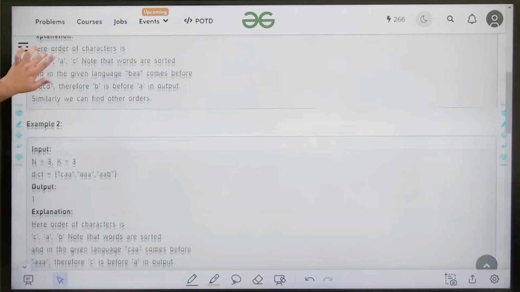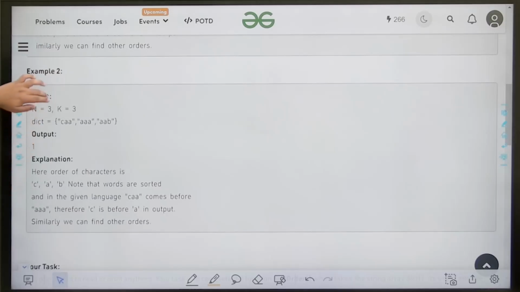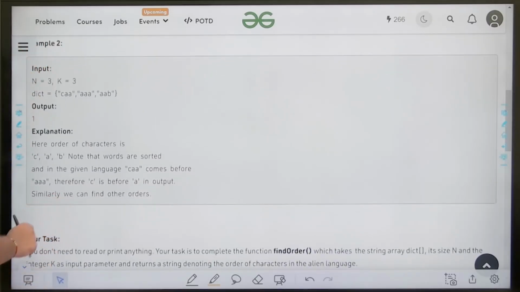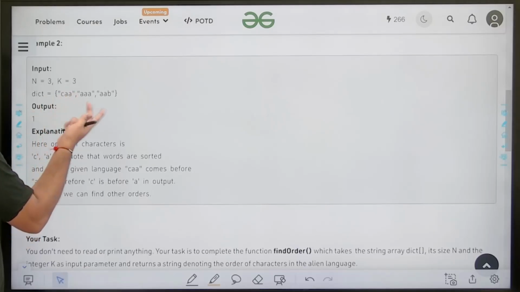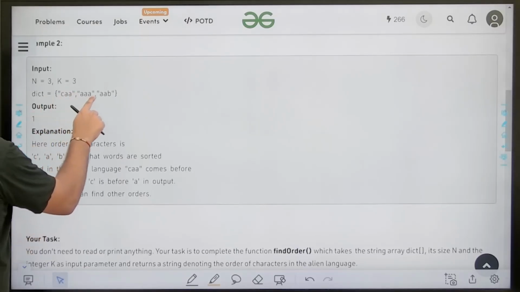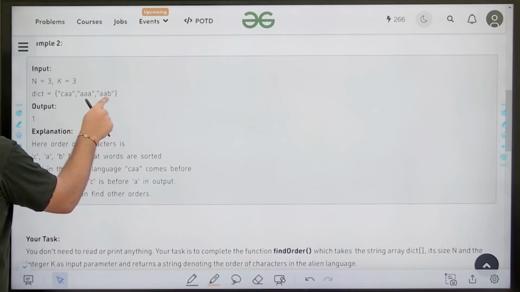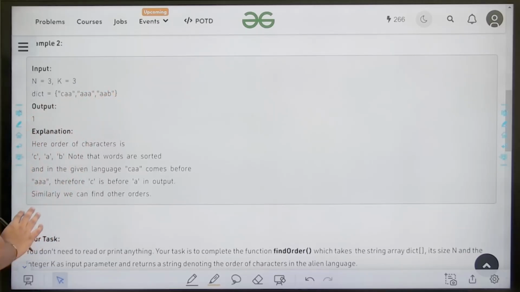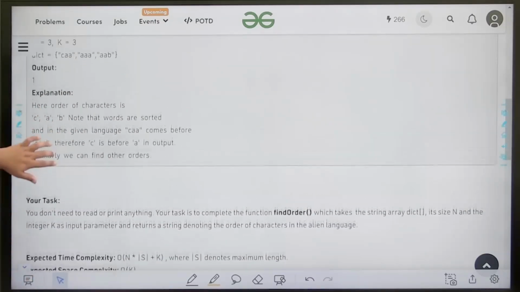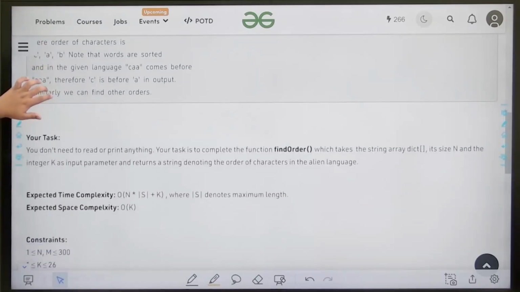Similarly, here is the second example. Here we have C, A and B. Now here C is before A, so C should be before A in the output also. Also, if we look at these two words, AAA is before AAB. So A is before B in the alien dictionary. So C is before A and A is before B. So the output should be CAB. And the output is 1 if you return the correct order.